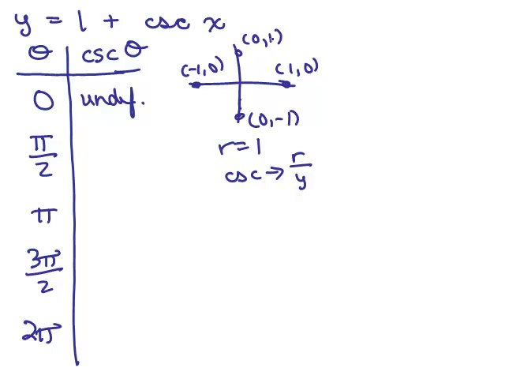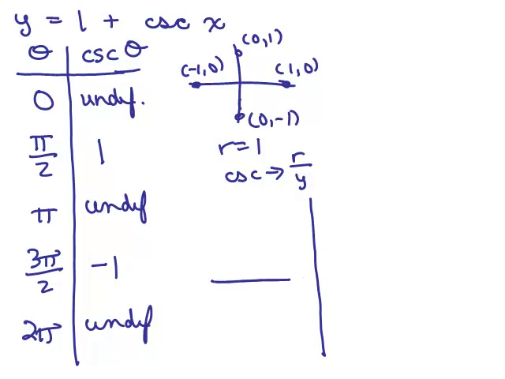At pi over 2, it's going to be 1 over 1. At pi, it's going to be again 1 over 0, so it's going to be undefined. At 3 pi over 2, it's going to be 1 over negative 1, so that's going to be negative 1. And at 2 pi, it's going to be undefined as well, because you're going to be dividing by 0. Now that actually gives us a lot of information here, so let's do just first the graph of y equals the cosecant of theta.